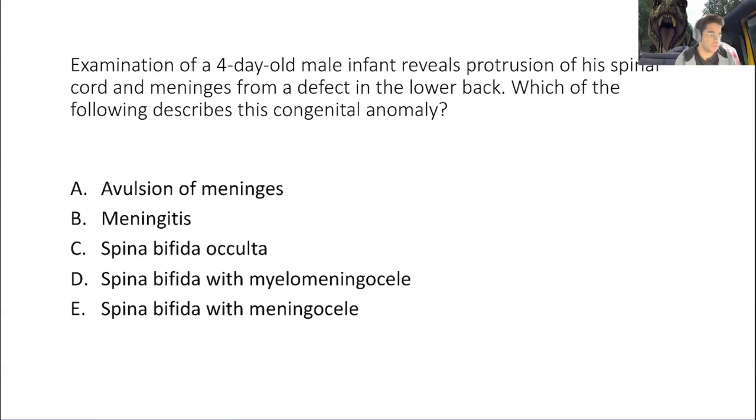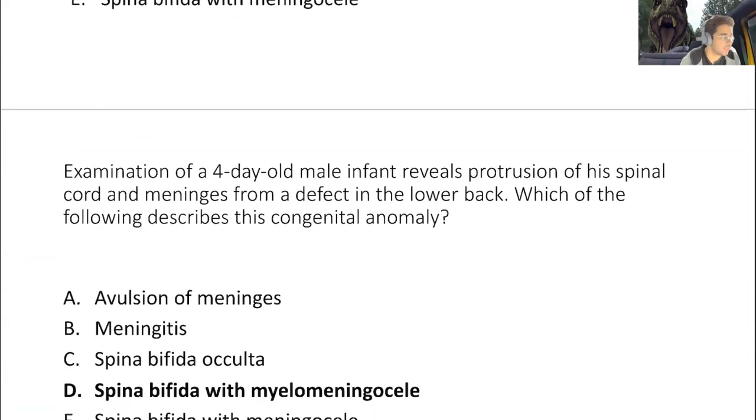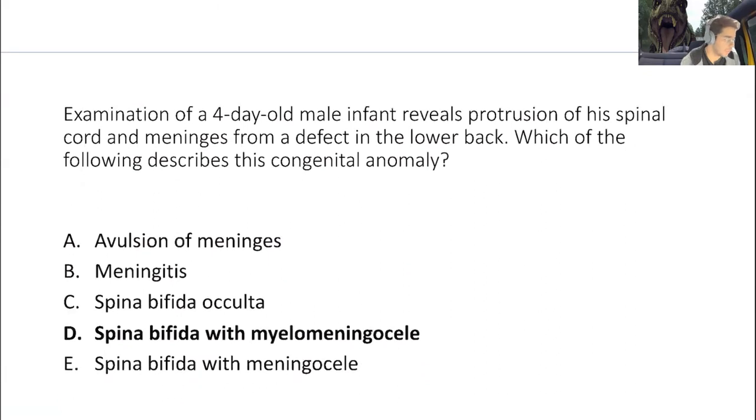Okay, we got a little bit of a distribution here with the answer choices. So the answer here is D. This is spina bifida myelomeningocele. The nice thing with this is if you break apart the words, you can essentially make the diagnosis. It reveals a spinal protrusion, as well as spinal cord meninges, as a defect in the lower back.